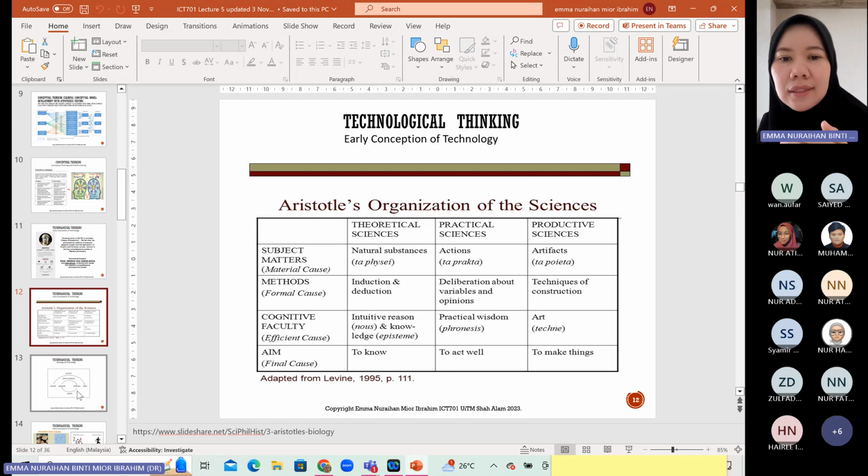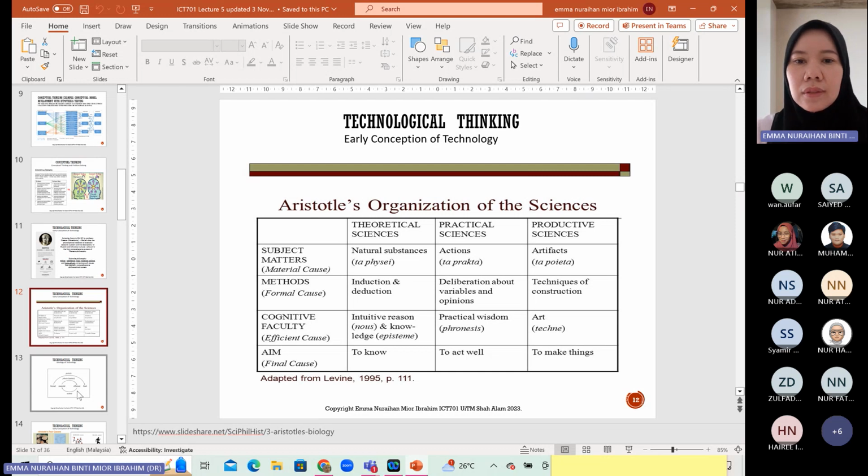Okay, kalau theoretical sciences, what are the substances used to create that material? Practical, okay, material tu dia boleh buat apa? Apa function dia? Productive. Okay, from that material, what can you create? Artifacts. So methods tu adalah apa? Tools, instruments. Formal cause. So methods, how are you going to process the materials?